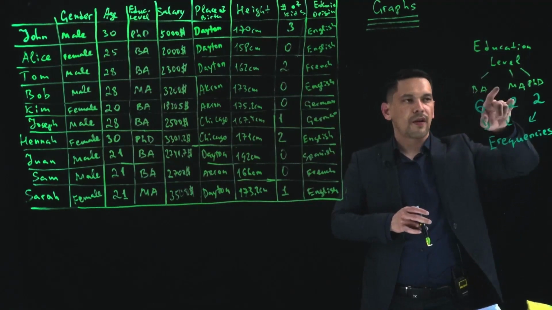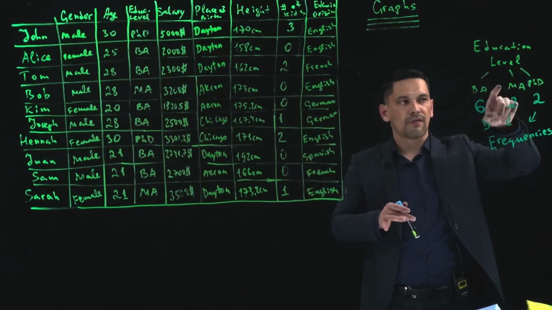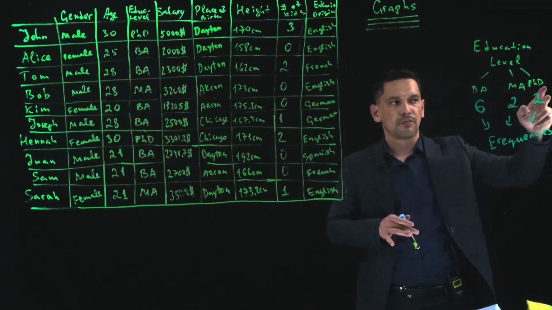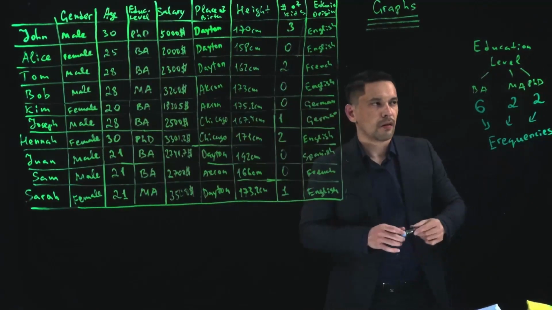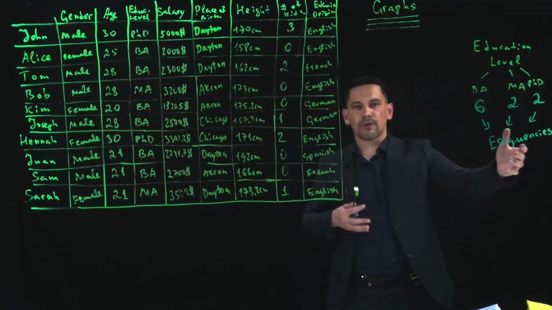The frequency of the value master's is 2. That means 2 people, 2 employees have a master's degree. Now the frequency of the value PhD is 2. That means 2 people have a PhD degree. Okay. Now, why do you have to know what a frequency is?